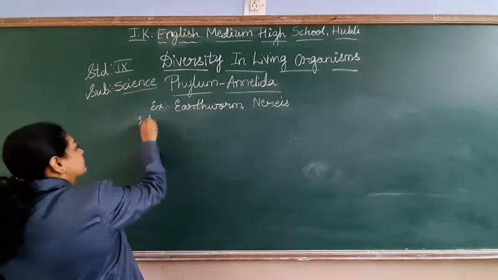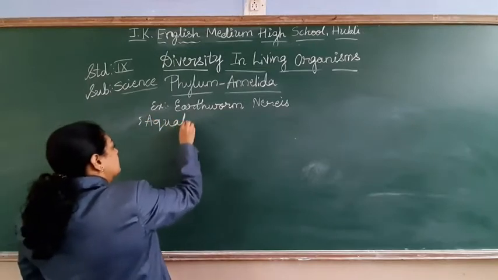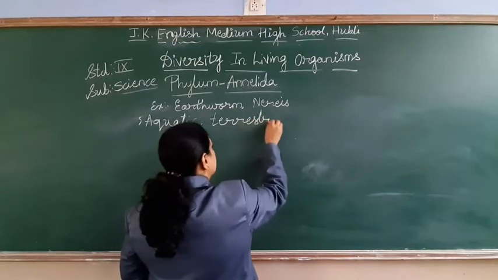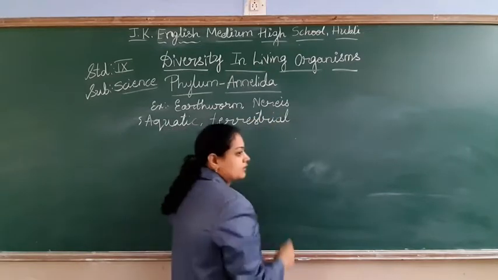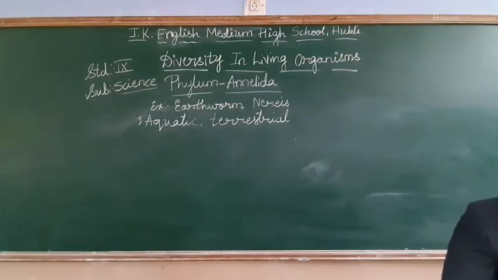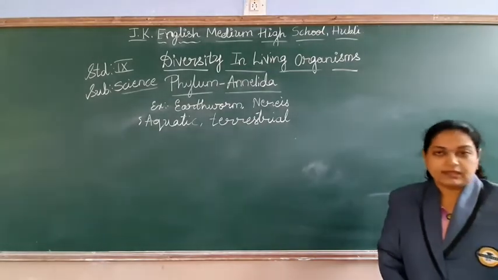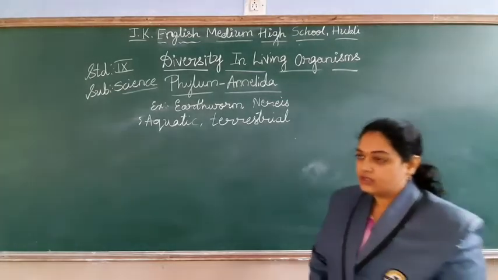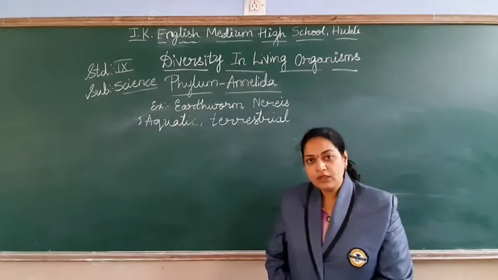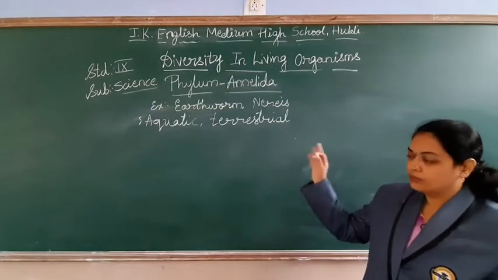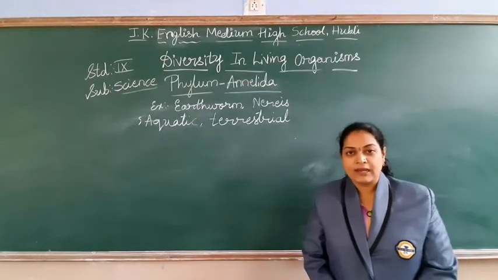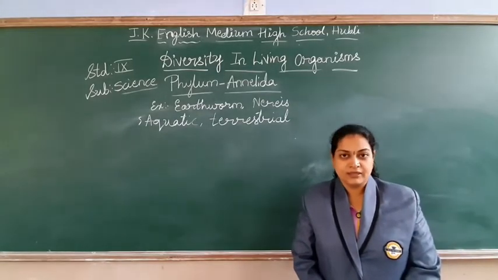Means what you can say? Aquatic, terrestrial. Aquatic, it may be marine water or fresh water. Terrestrial, it may be in the soil, on the soil, burrowing in the soil. So in almost all places we find them, aquatic and terrestrial. In all places we get the phylum Annelida members.